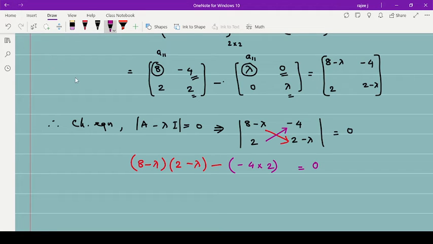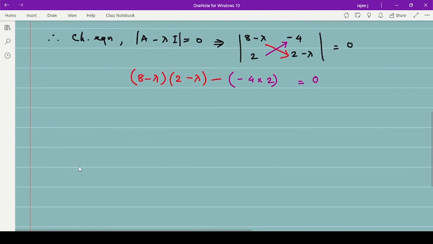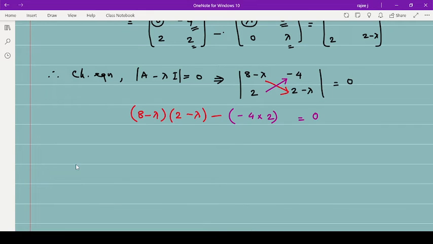Okay, you already know how to do that. So now we will just open the bracket. That is, 8 into 2 is 16, 8 into lambda, so minus 8 lambda, minus 2 into lambda, that is minus 2 lambda, then lambda into lambda. Minus lambda into minus lambda means plus lambda square, and minus 4 times minus... plus 4 into 8, equal to 0. Okay, now just arrange it.